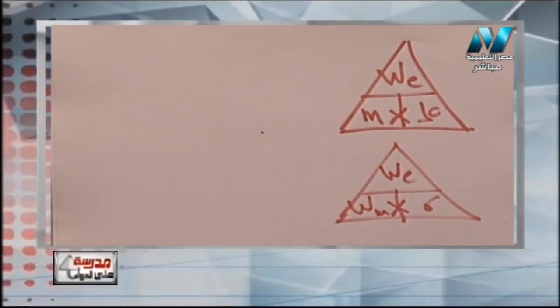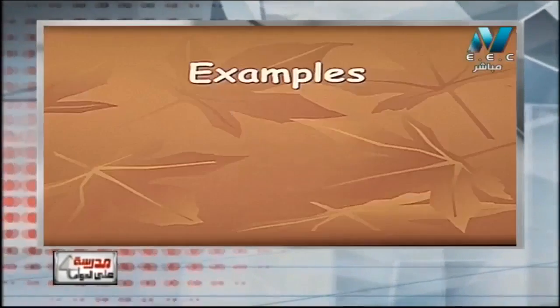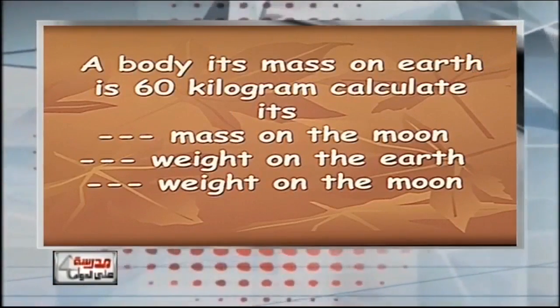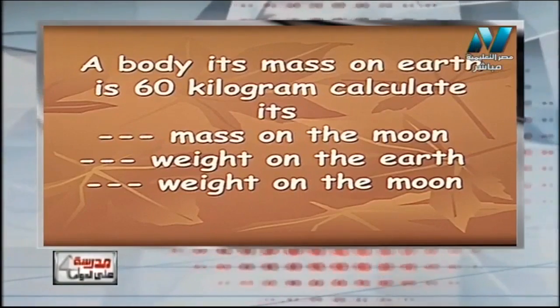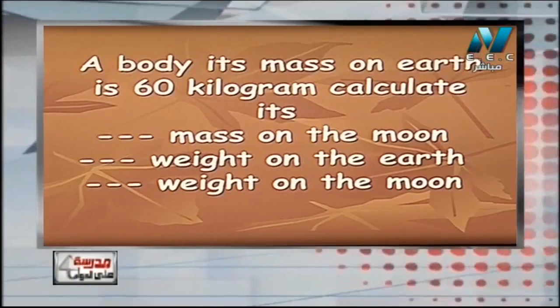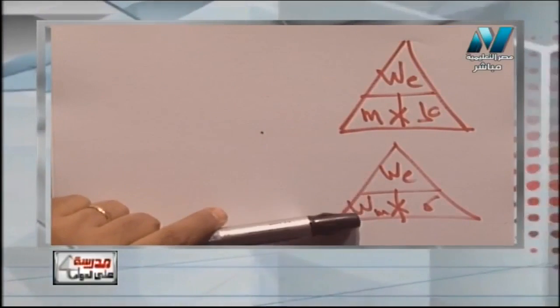So here I have many problems to solve. To solve any mass and weight problem, I must know these two laws very well. The first law we call the law of mass and weight. The second law we call the law of weight and weight. Let's write the laws again please. The first law is for weight on the earth and mass. The second law is for weight on the earth and weight on the moon.